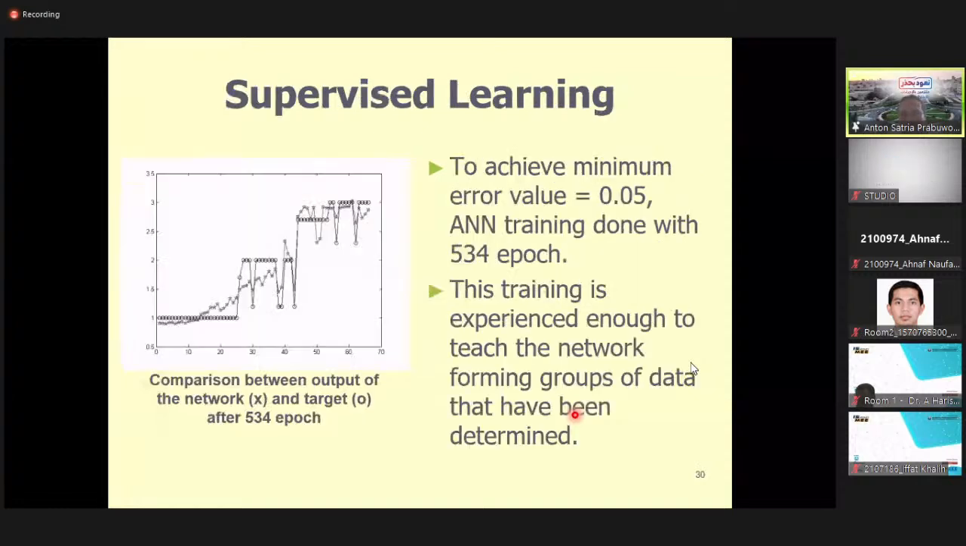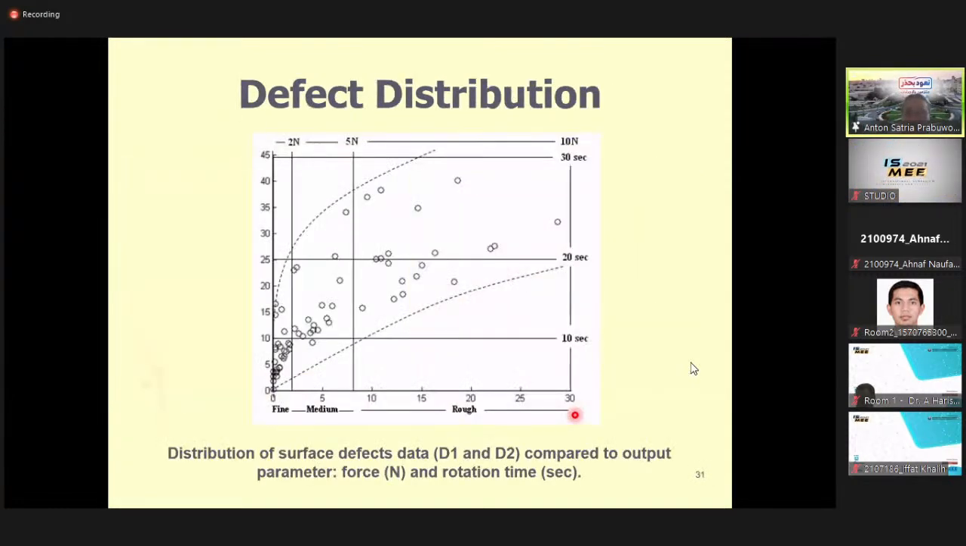So we use supervised learning, this one, with the backpropagation neural network. Actually, this technique is the conservative one, because today we have many other techniques that most probably can work better than this learning process, like deep learning and so on.